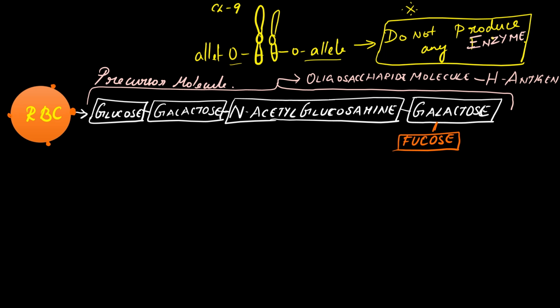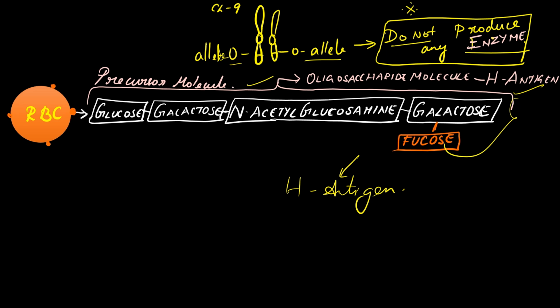So what is the condition here? Both the homologous chromosomes are going to have the O allele here. This O allele does not produce any enzyme. They are not going to produce any of the transferase enzymes. So this precursor molecule, the H antigen, will remain as H antigen only. So O blood group is going to have the H antigen.